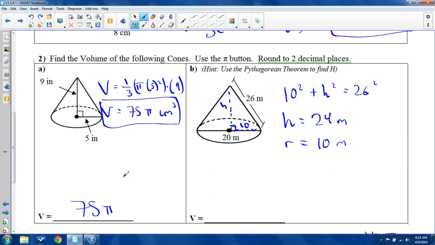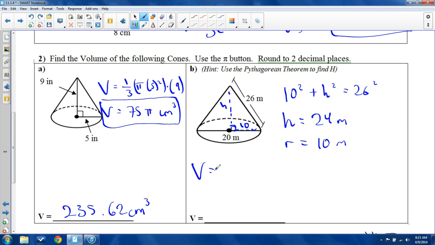So volume. Oh, I didn't even see these things down here. 75 pi. Oh, you know what? They want you to round on this. Let's go ahead and do that. 75 times pi. Sorry, I'm going back for a problem for a second. 235.62 cubic centimeters for that volume.